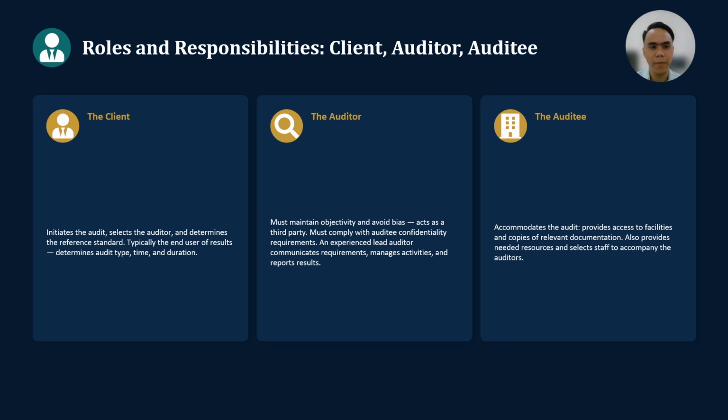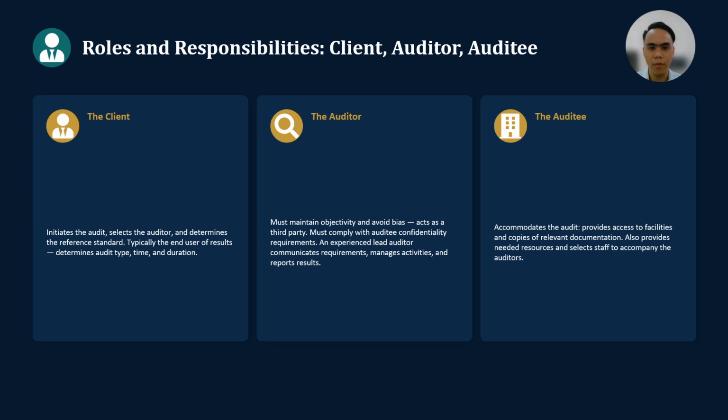Each of the three parties involved in an audit, the client, the auditor, and the auditee, plays a distinct role that contributes to the audit's success. So let's go through each one's specific requirements. The client is the party that initiates the audit, selects the auditor, and determines the reference standard to be used. The client, typically the actual end user of the audit results, determines the type of audit needed, system, process, product, or otherwise, as well as its time and duration.